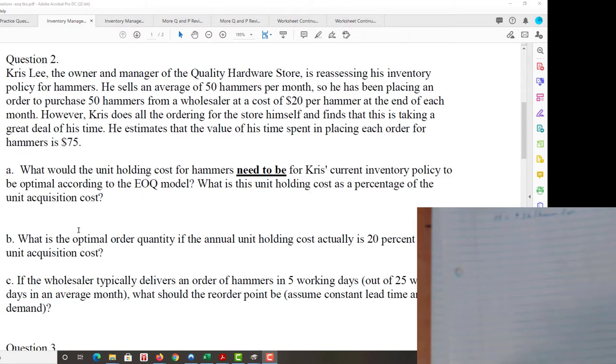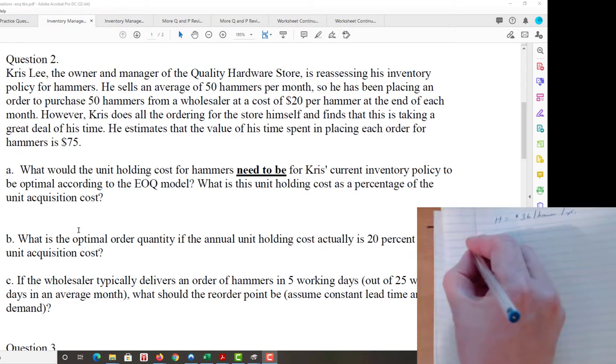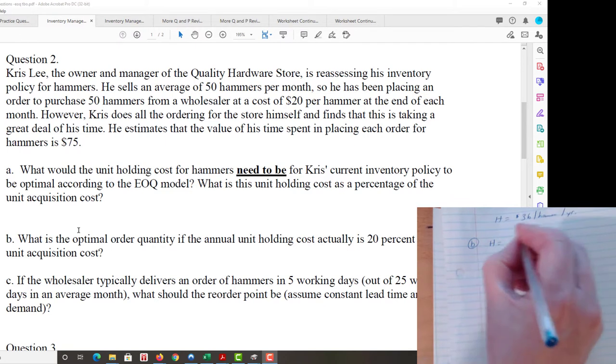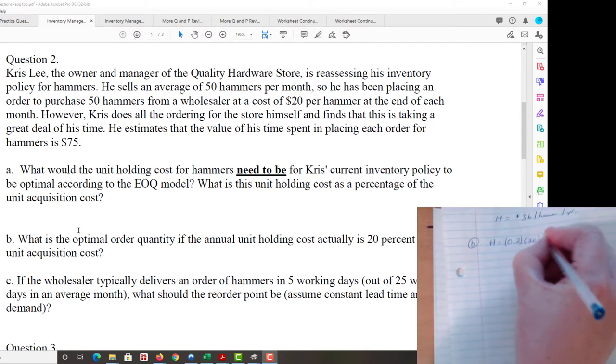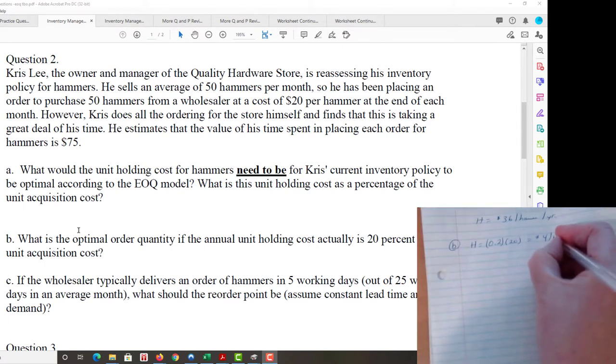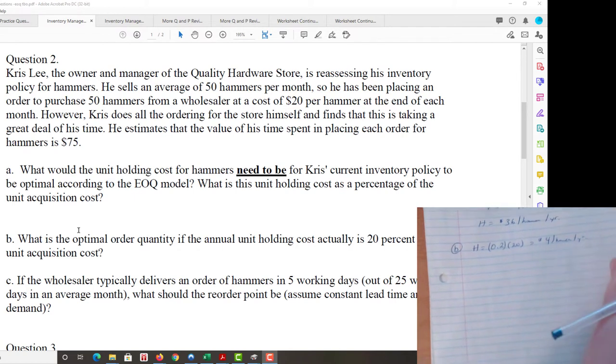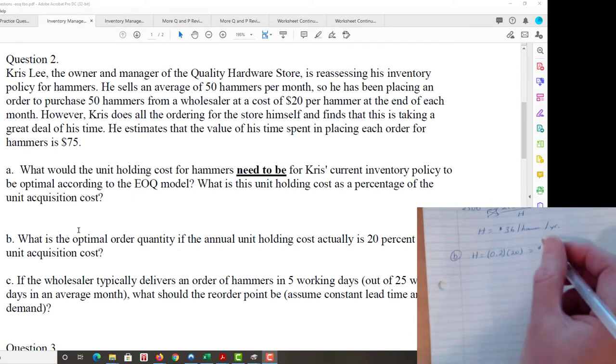Next question, part B, is now we're going to actually solve for what the EOQ is. So let's assume in part B, they tell us what H is. And H is 20% of the acquisition cost. So H is equal to 0.2 times the $20 acquisition cost, and a more reasonable $4 per hammer per year. A little bit more reasonable than that $36 per hammer per year. Yikes.